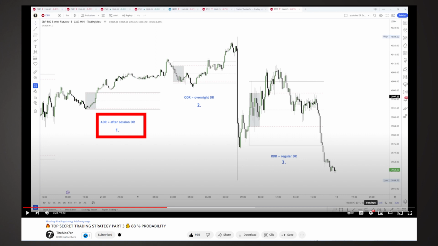The after session defining range in the Asian session, the ADR, then the ODR, which is the overnight defining range in the London session, and then we have the regular defining range in the New York session. The new version of his indicator displays these three ranges.